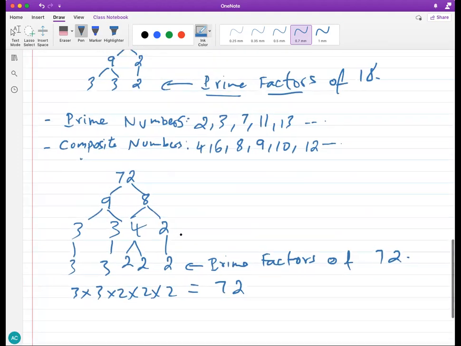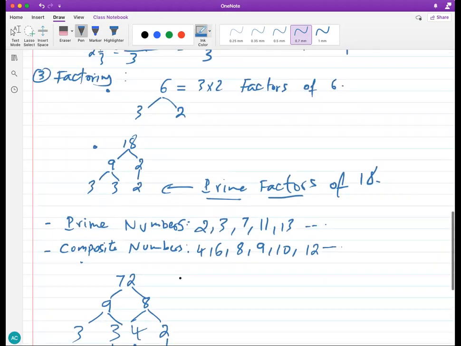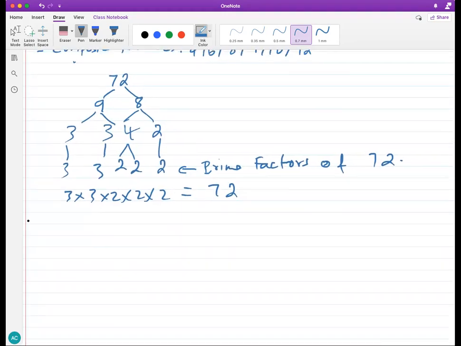Okay, now let's apply this to simplifying fractions. So number 4.